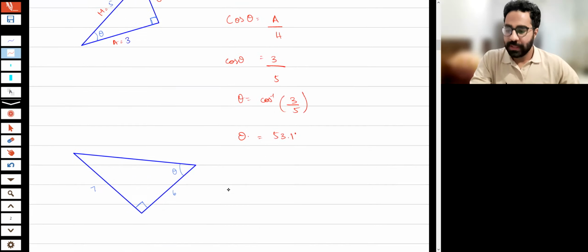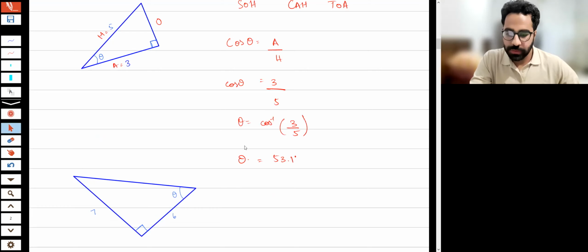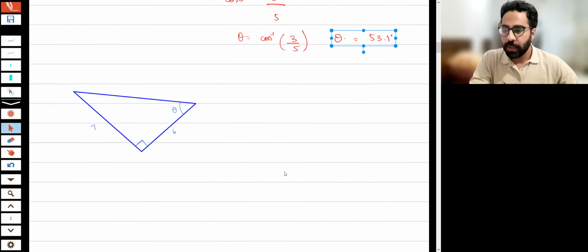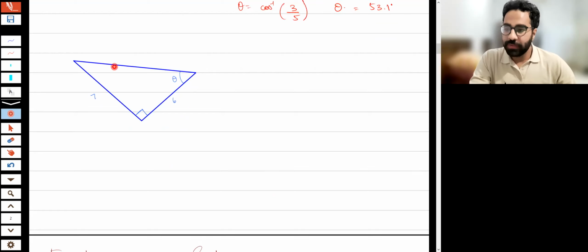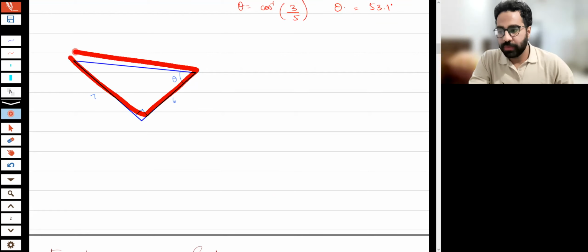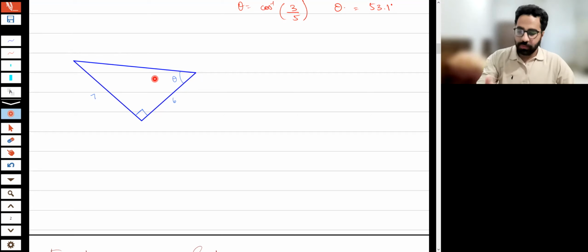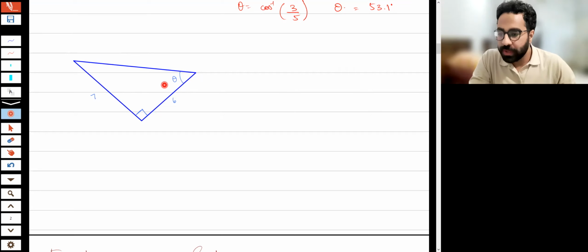Okay, let's take another question over here. Just move this on the side. In this question, again, I have a right angle triangle, which is very important if I have to apply my trigonometric ratios. Over here, I have been given the opposite, which is 7, and the adjacent, which is 6. This is not the adjacent because this is my hypotenuse.